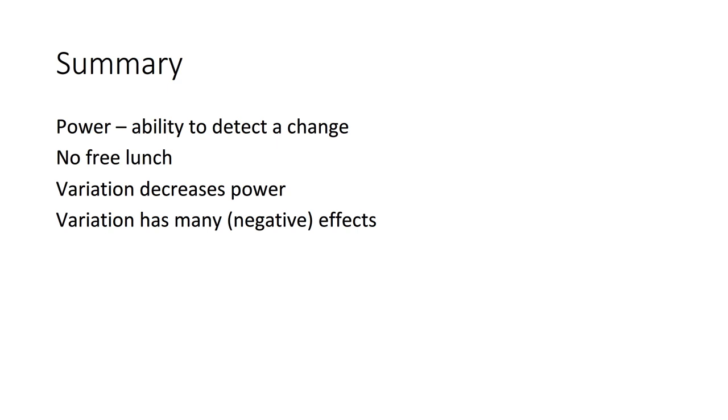And finally, we showed that variation decreases power. Given a control rule, increased variation decreases the ability to detect a change. In case you are not convinced, I reviewed many ways in which variation can harm patients and increase costs. Variation is the enemy in a quality improvement program.